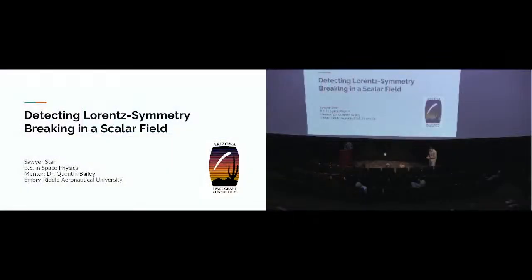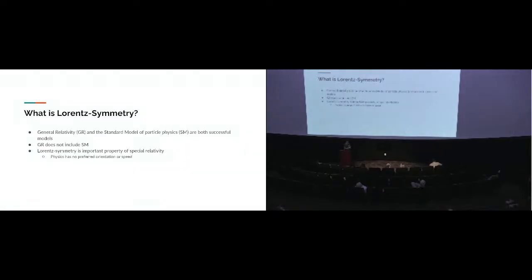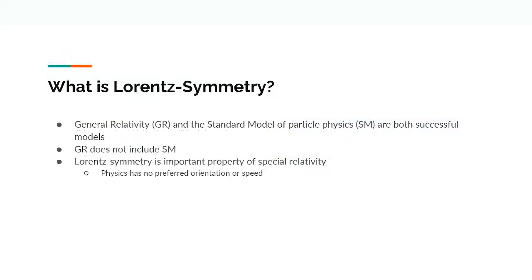Okay. All right. Hello, I am Sawyer, and like he said, I'll be talking about Lorentz symmetry breaking. Very important question, though. What even is Lorentz symmetry? We need to know that before we can even talk about breaking it. Lorentz symmetry is a very important property of special relativity, which we can sum up by saying physics has no preferred orientation or speed. So we can do an experiment and flip our lab by 90 degrees and we'll get the same physics, or we can go half the speed of light and see the same physics.